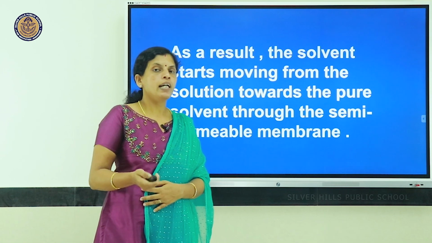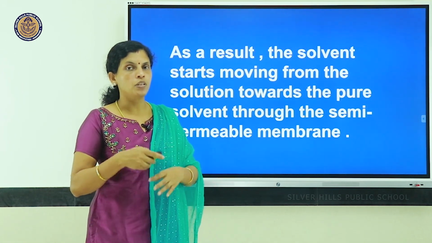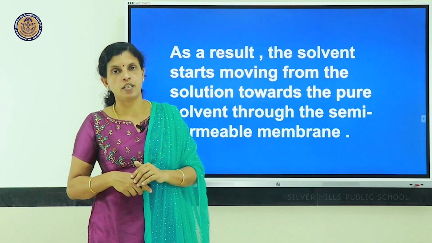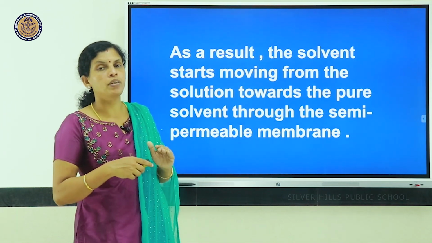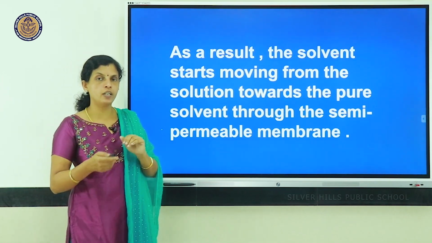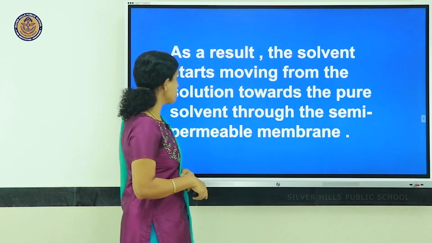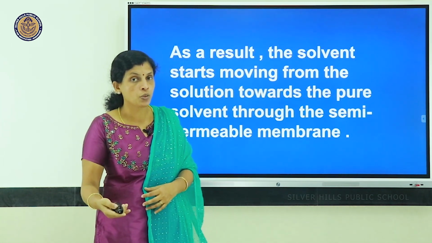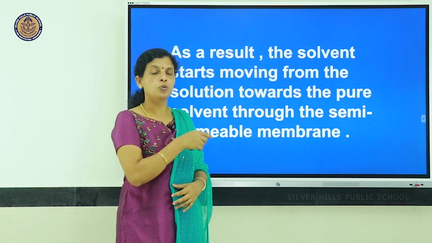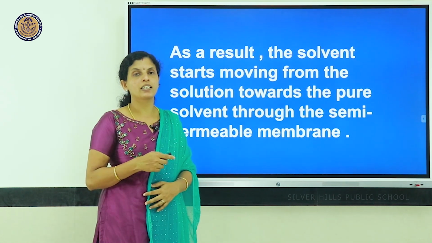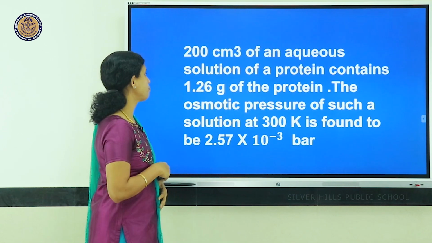As a result, what will happen? The solvent molecules move from the solution side to the pure solvent side through the semi-permeable membrane. So, if we apply a pressure greater than the osmotic pressure on the solution side, the solvent molecules move from the solution to the solvent through the semi-permeable membrane. That phenomenon is called reverse osmosis.